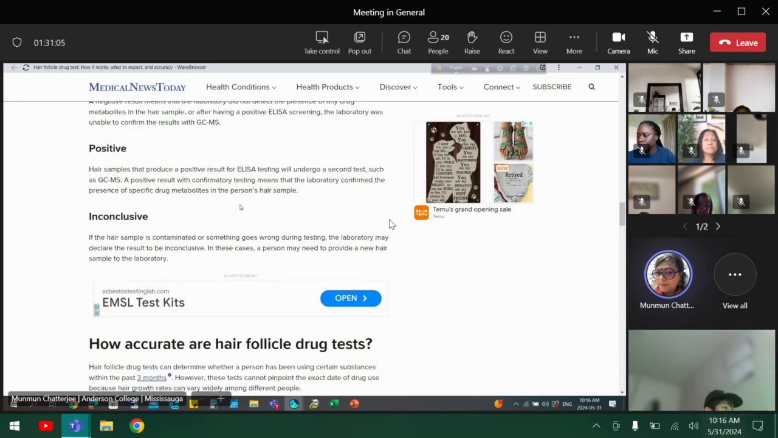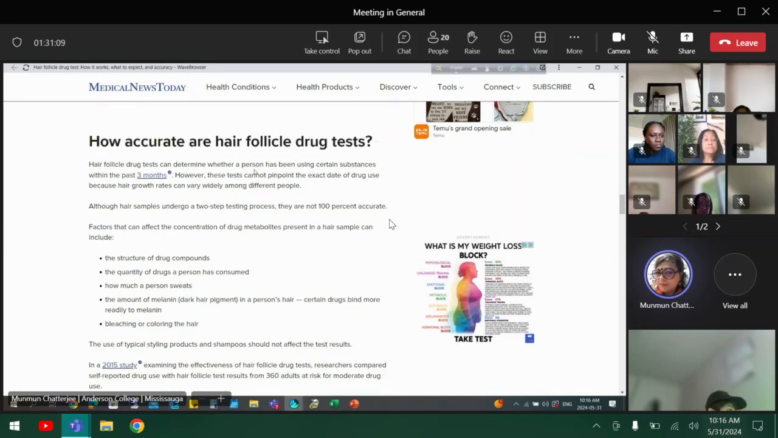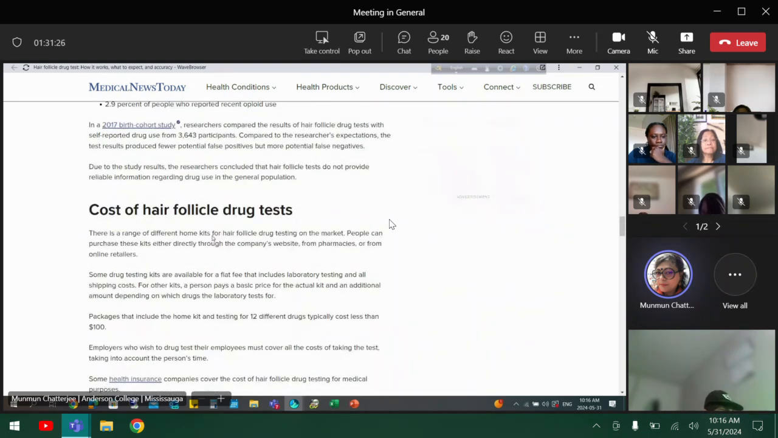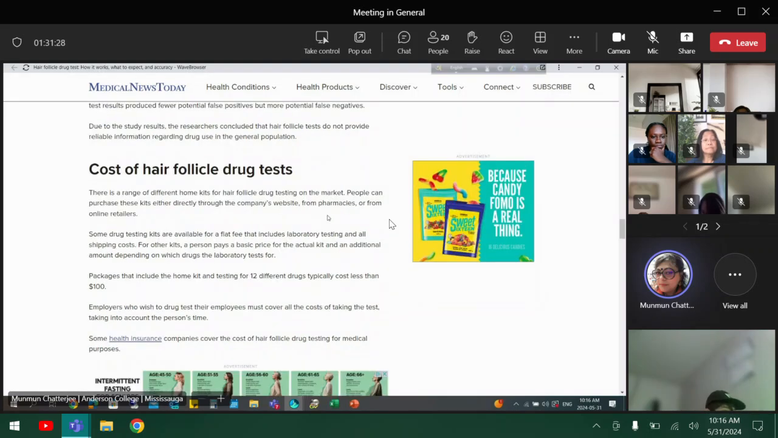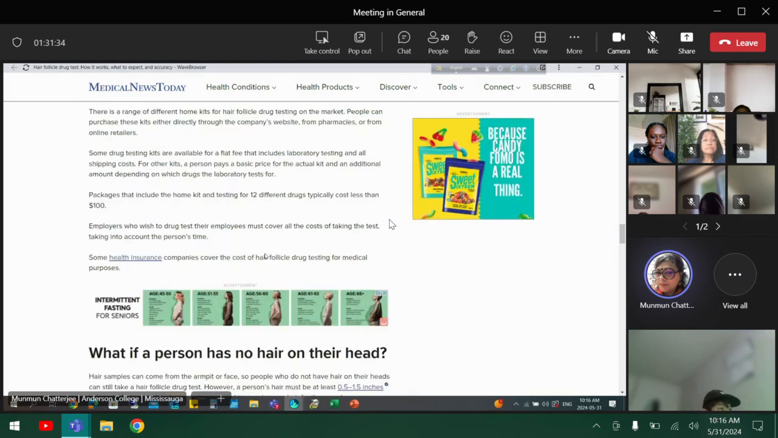Positive. How accurate is it? The hair follicle drug test determines whether the person has been using certain substances within the past 3 months. However, it cannot pinpoint the exact date of drug use because hair growth rates can vary widely among different people. Okay, but I have to know the cost of hair follicle tests. People can purchase the kits directly. 12 different drugs is $100.